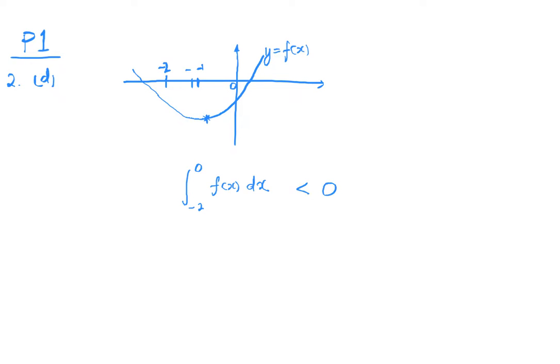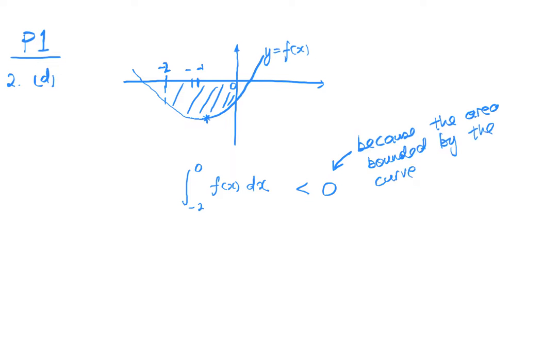Yeah, because the area bounded by the curve is below the x-axis. All right, so I will get a less than 0 because the area bounded by the curve is below the x-axis. So if I ask you to draw the upper rectangle, correct?